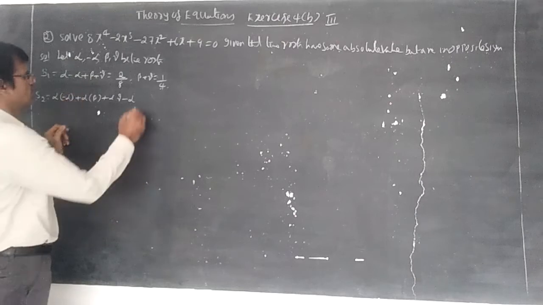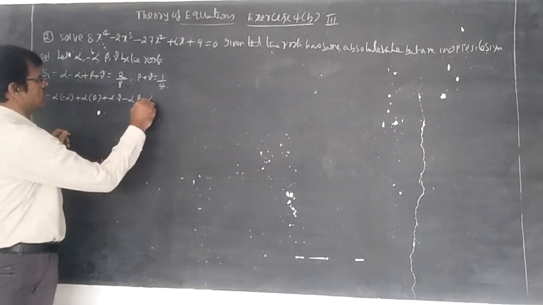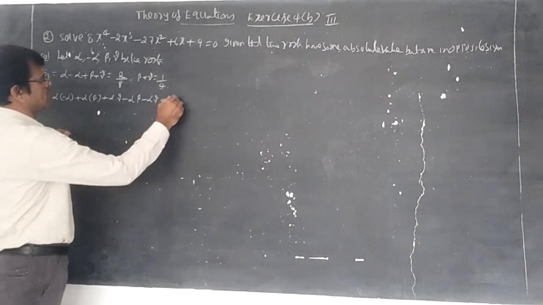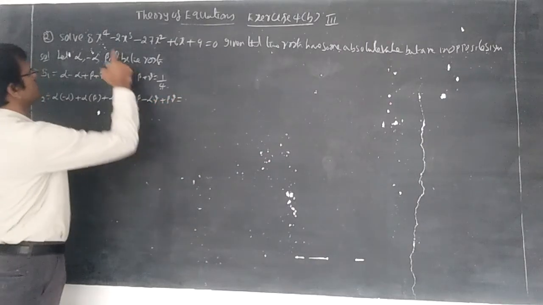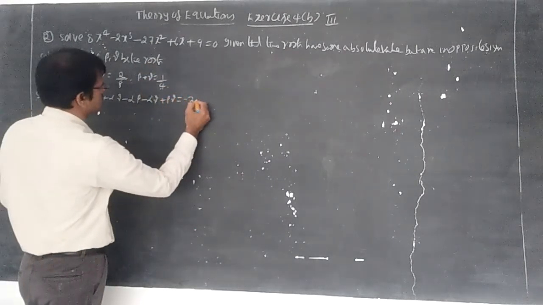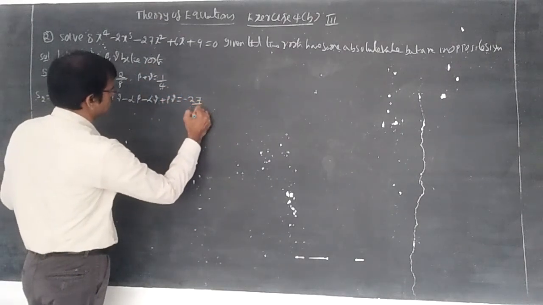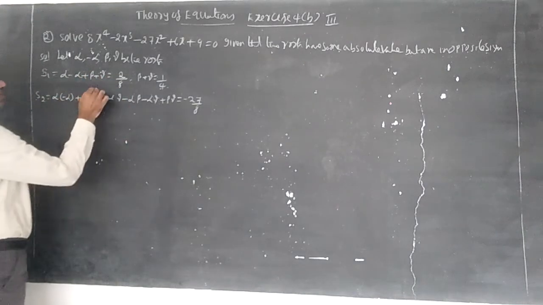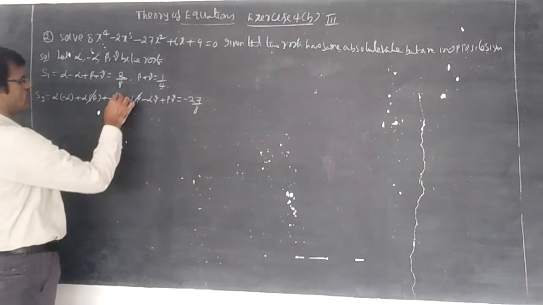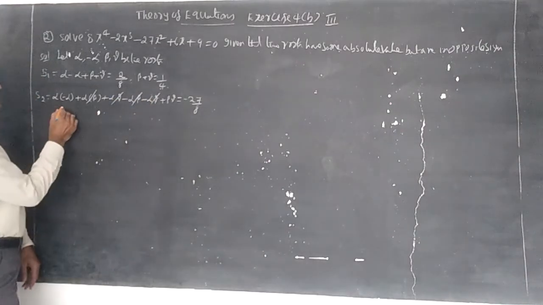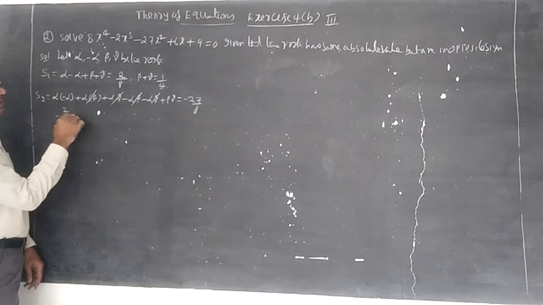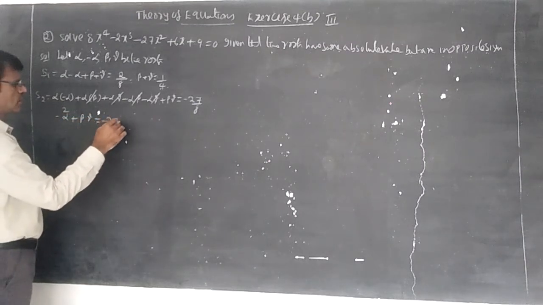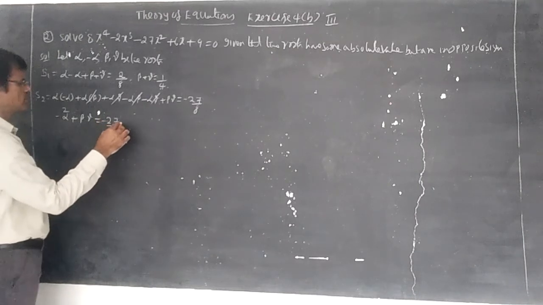Now beta gamma. So minus alpha beta, beta delta, minus alpha delta. Next gamma delta means beta gamma. That is equal to minus plus, so this is minus 27 by 8. Here alpha beta and this one get cancelled, alpha gamma gets cancelled, minus alpha square plus beta gamma is equal to minus 27 by 8.